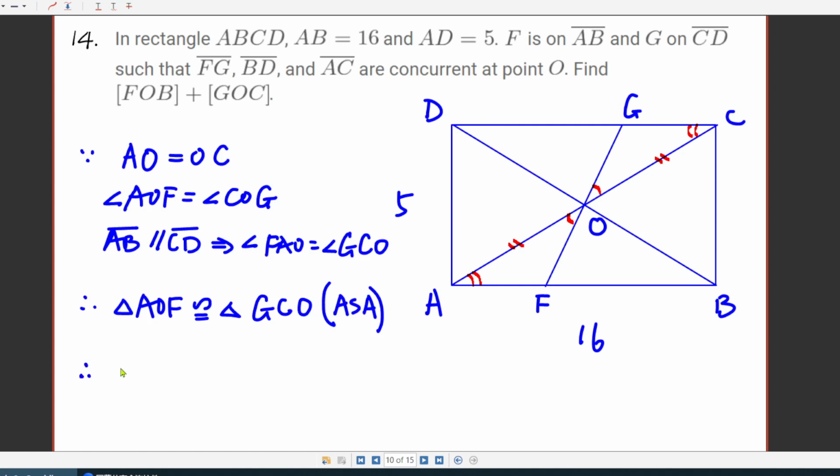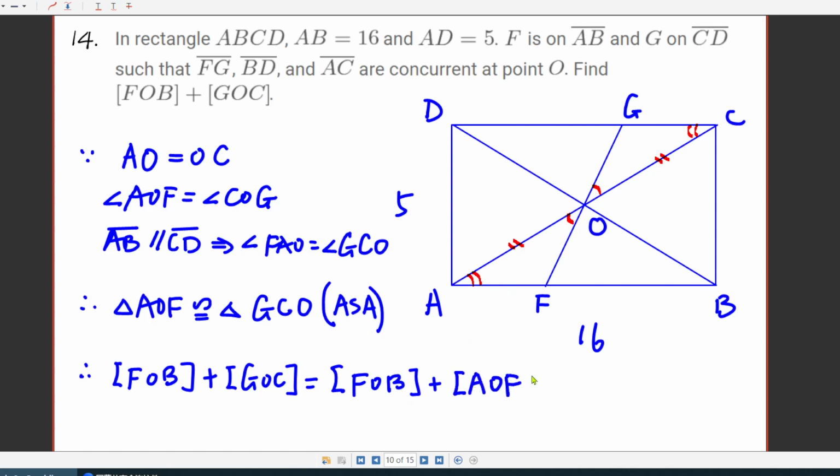Then the area of FOB plus GOC is actually FOB plus AOF, right? So the area of FOB plus AFO is just the area of triangle AOB, right?